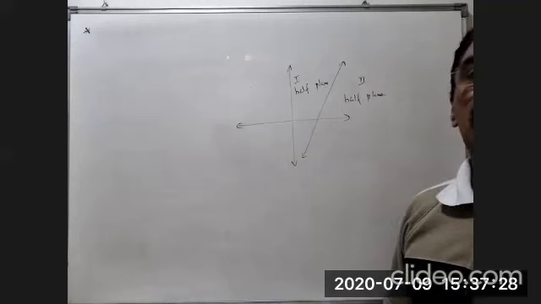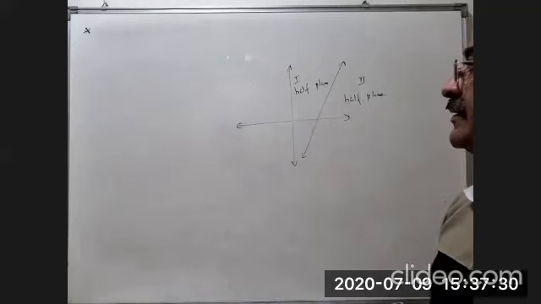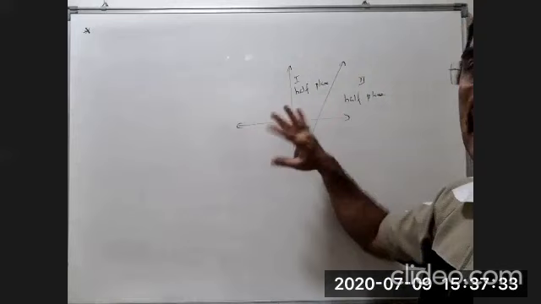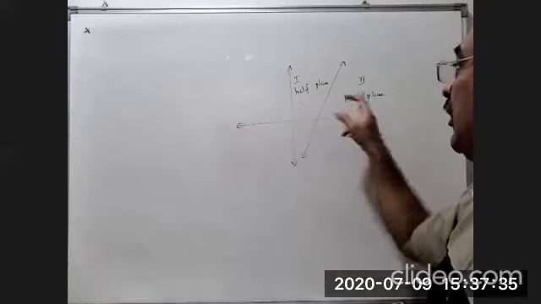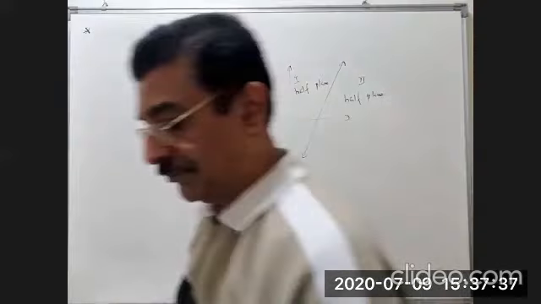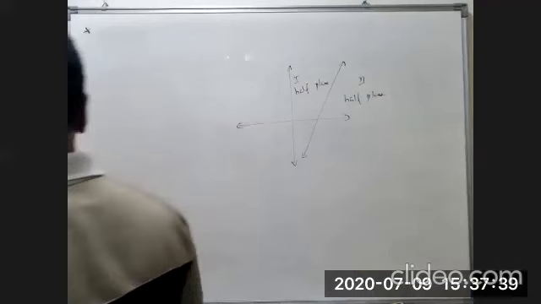So a straight line divides the Cartesian plane into two half planes. This is one half plane, this is the second half plane. Next point.